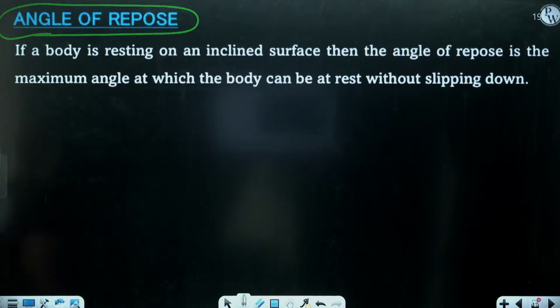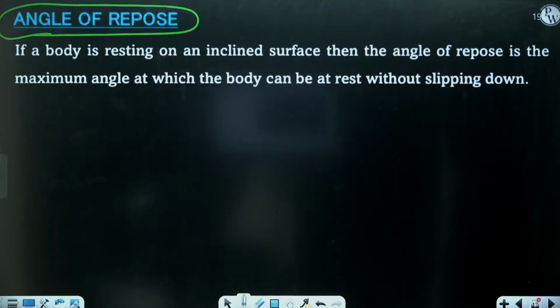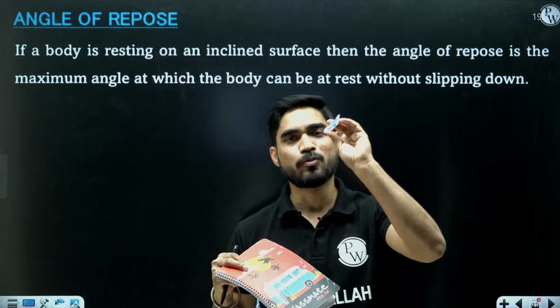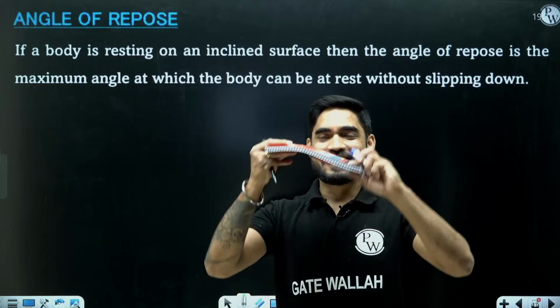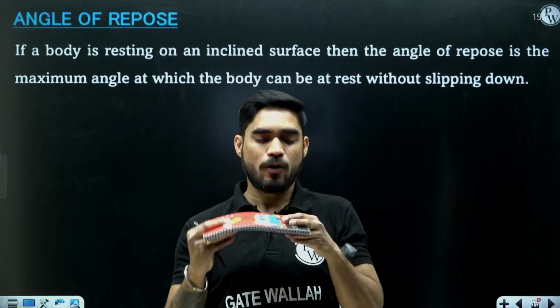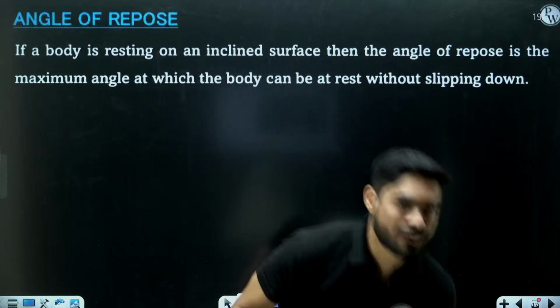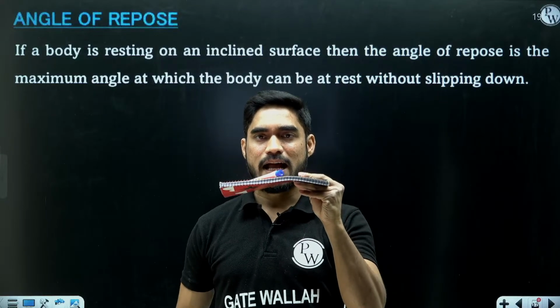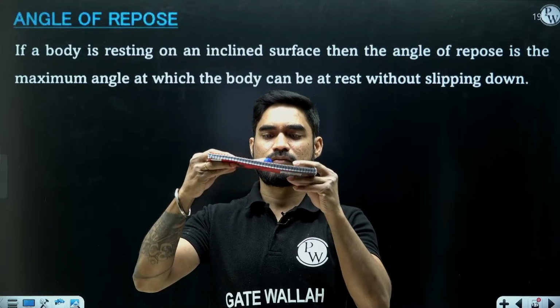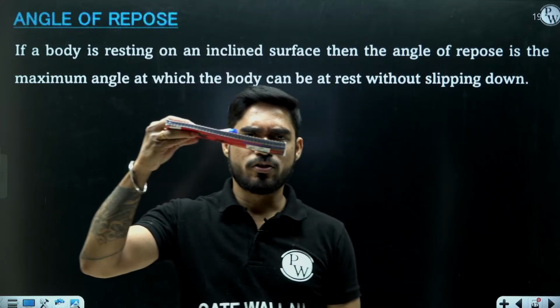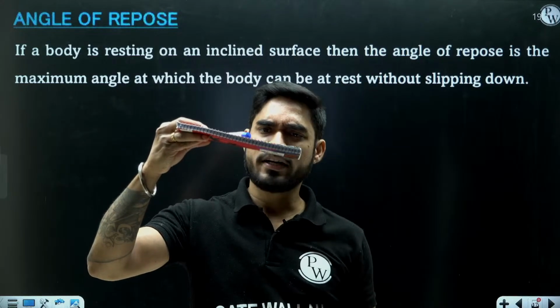Let's say that you have a body which is resting on an inclined surface. I am taking this body. This is a tube for my mouth ulcer and this is my notebook. Let's say I keep this tube on this surface and I make it inclined. Now the angle of inclination is very less. So is this body moving? No, it is not moving.